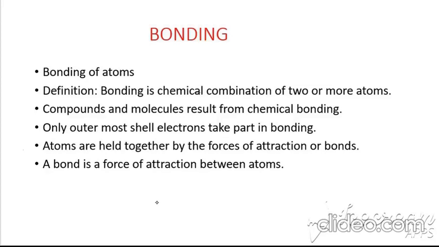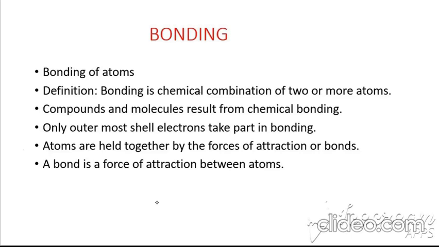So bonding can be anything, but under chemistry we're simply talking about bonding of atoms. What is bonding? By definition, bonding is chemical combination of two or more atoms. So when two or more atoms combine chemically, that's what we're calling bonding. Note that compounds and molecules result from chemical bonding. So when chemical bonding occurs, the products we get are compounds and molecules.